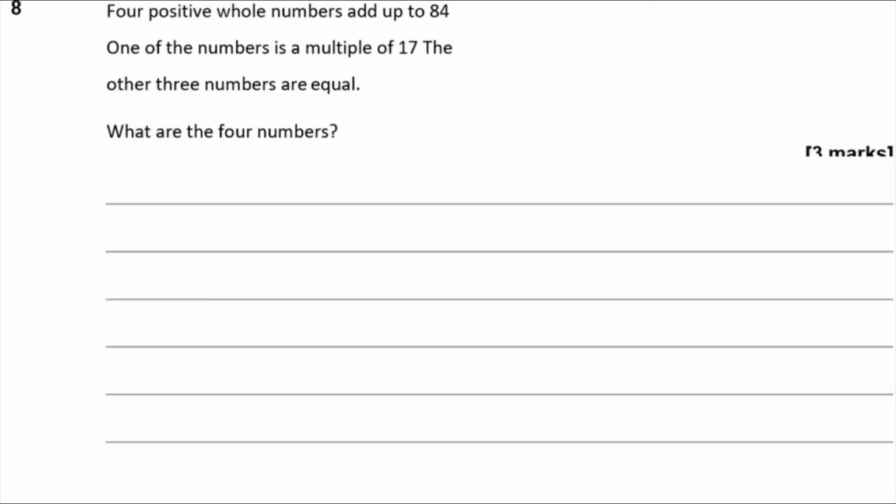Question 8. 4 positive whole numbers add up to 84. One of the numbers is a multiple of 17. The other 3 numbers are equal. What are the 4 numbers?